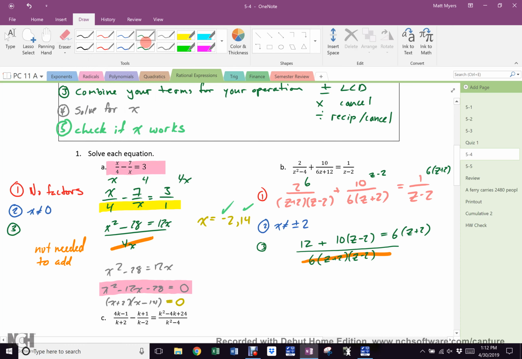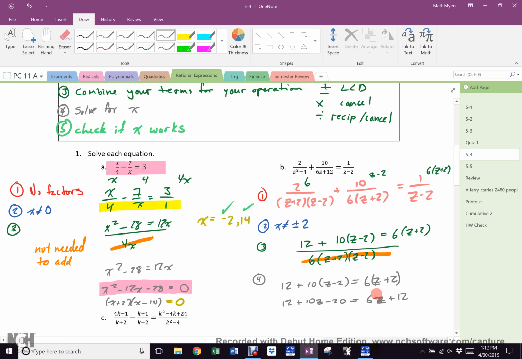And now we will solve for x, which we will do in gray. 12 plus 10z minus 2 equals 6z plus 2. What should I do to solve for x as if I was in the 9th grade? Solve for z. Distribute, collect, and isolate. Just like we've been doing since the 7th or 8th grade, really. 12 plus 10z minus 20 equals 6z plus 12.